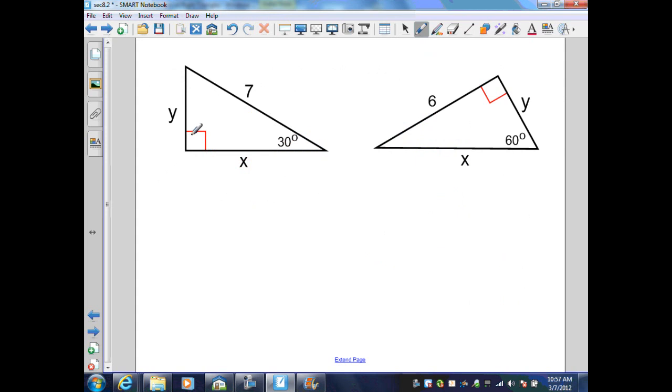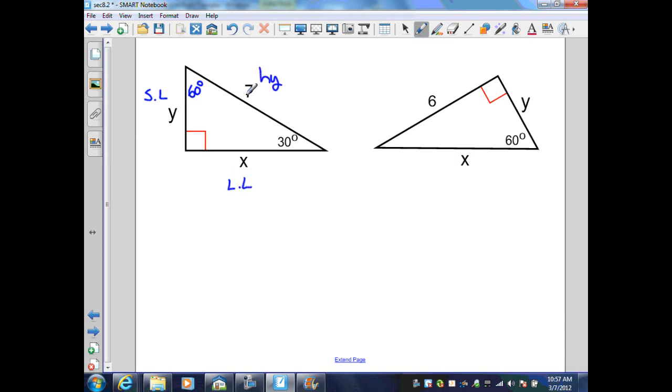In my next example, I have to find the value of x and y again. I'm given a 30-60-90 triangle. Here, I know that this is my 30-degree angle. This is my short leg. This is my 60-degree angle. This is my long leg. And this is my hypotenuse.